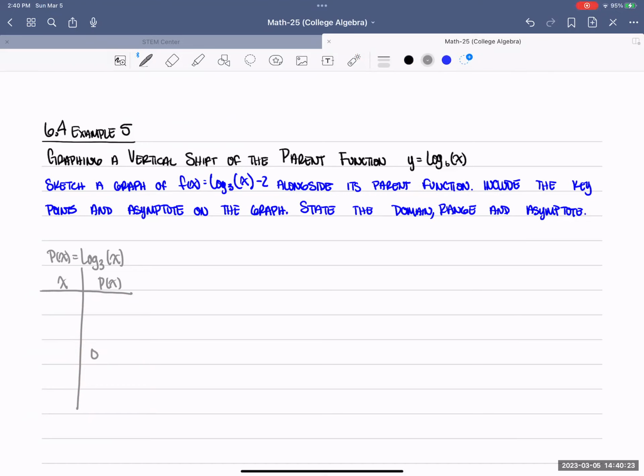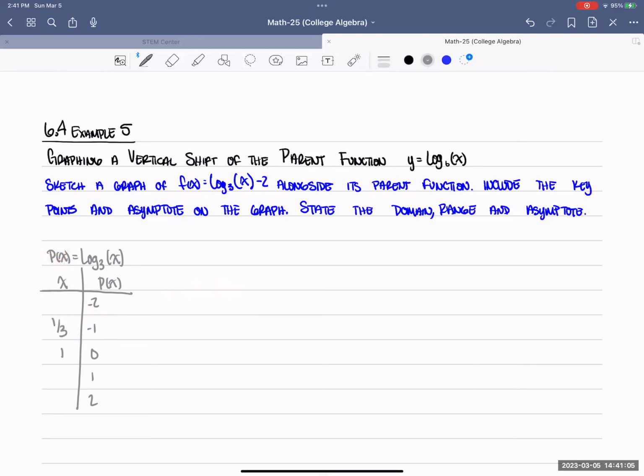Let's do 0. So 3 raised to the power 0 is 1. So when we input it here, we'll output 0. 3 to what power will give us 1? 3 to the power 0 will give us 1. And let's look again. We'll try -1, -2, +1, +2. So when we output -1, 3 to the power of -1 is going to be 1/3.